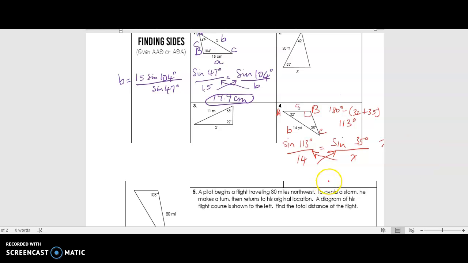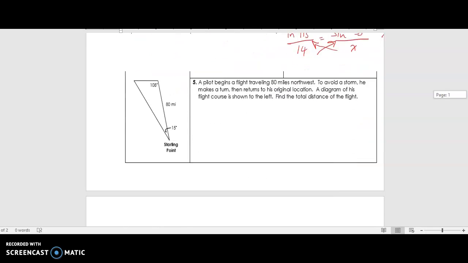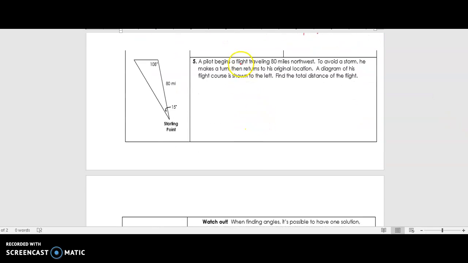All right, so that's how these problems go, and there is a word problem here, so let's quickly look at that. A pilot begins a flight traveling 80 miles northwest. To avoid a storm, he makes a turn, and a diagram of his flight course is shown to the left. Find the total distance of the flight.